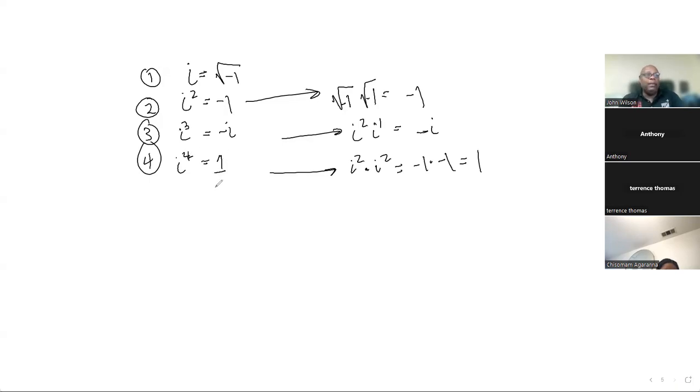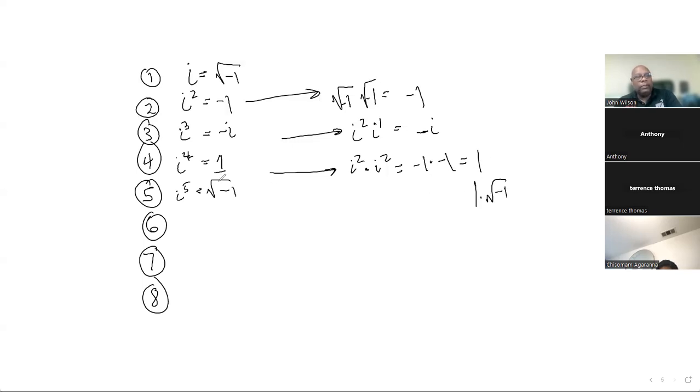Now, I'm not going to belabor this, but I can predict what 5, 6, 7, and 8 will be. You just start over again. i to the 5th is 1 times the square root of -1, so you get simply i. Which shouldn't surprise you. i is just i.